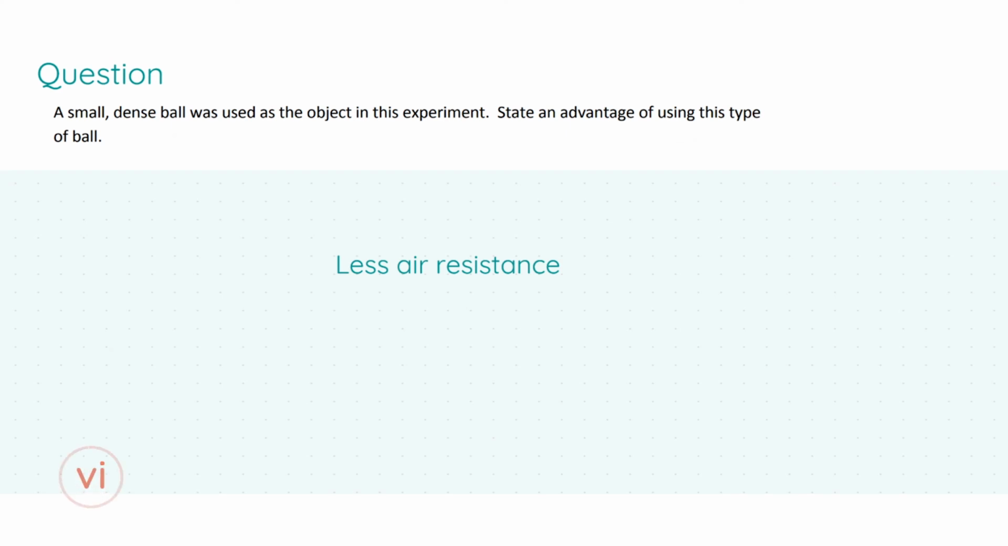And finally, we are asked to state an advantage of using a small, dense ball. And the answer that is accepted in the marking scheme is that an advantage of using this type of ball is that overall there is less air resistance. Stating this will get you 4 marks. Why would a small, dense ball inspire less air resistance? Well, it's a small ball because if the ball was too big, it would have a bigger surface area, and air resistance is quite dependent on the surface area of objects. Therefore, it would have a bigger effect on bigger objects.